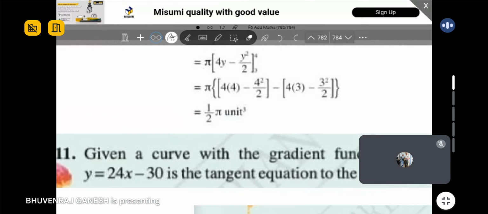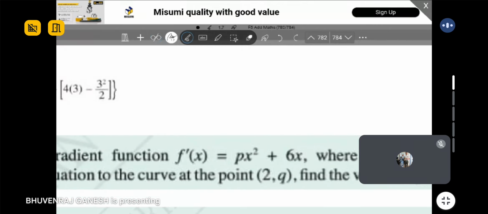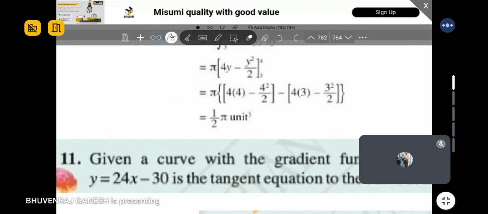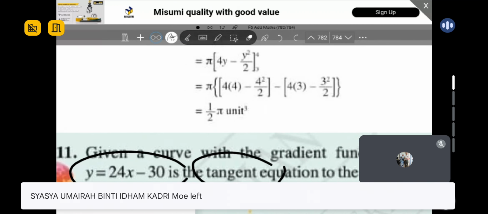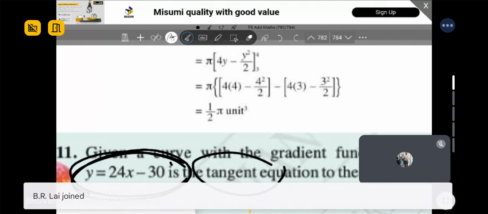Okay, maybe we discuss one last question for today. Question 11. The rest got 4 more only. 4 lagi soalan saja. Okay, so for this question, they give you the gradient function. Okay, fungsi kecerunan is this one. And they tell you that 24x minus 20 is the tangent. Okay, guys. Keyword, they say tangent. So, guys, can I ask you, what is the gradient of this line? Apa kecerunan garis? This garis over here. What will be the gradient?